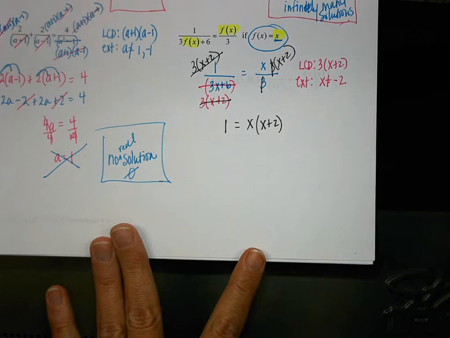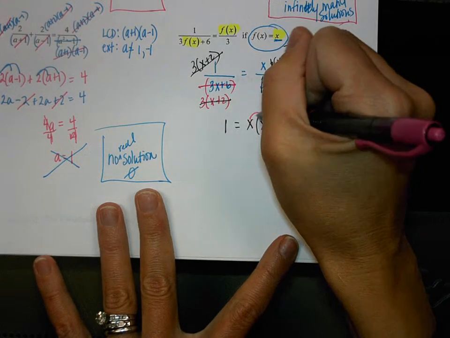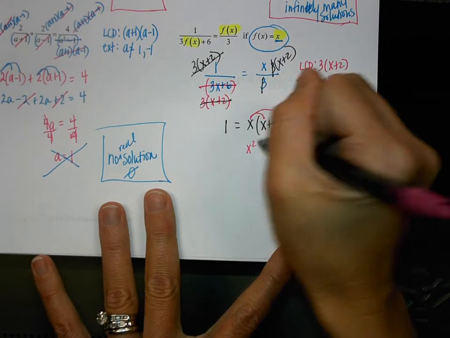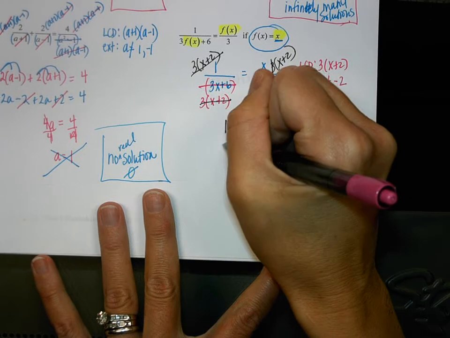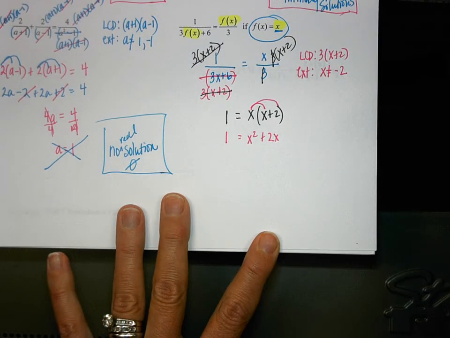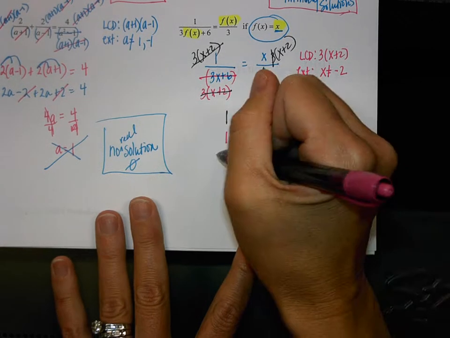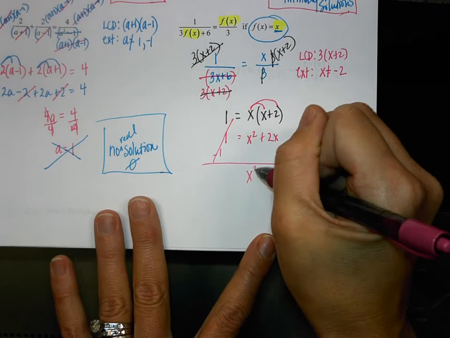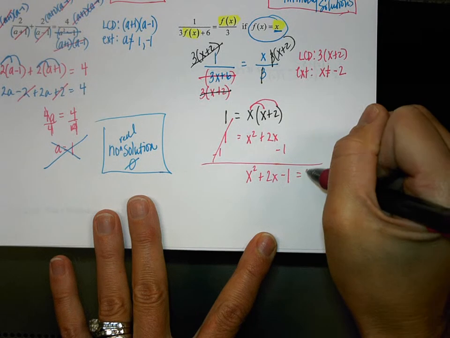What do I do now? Very good, distribute. Okay, so x times x makes, x times 2 makes, and this equals 1. When you're solving, it always needs to be set equal to 0. So what do I do to make this set equal to 0? Subtract by 1. Okay, so this eliminates. We have x squared plus 2x minus 1 equals 0.